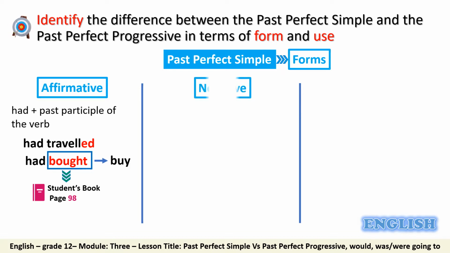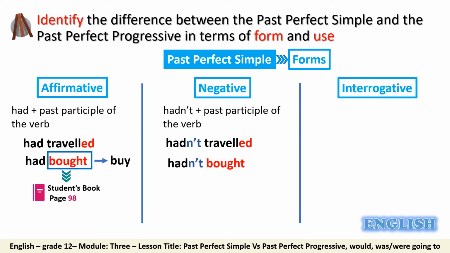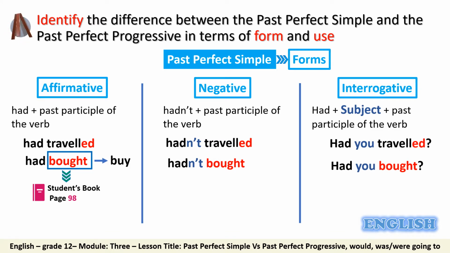Then we move to the negative form. It is made by using hadn't and the past participle of the verb, like hadn't traveled and hadn't bought. Finally, the interrogative form, which means the question form, is made by using had plus the subject plus the past participle of the verb. For example, had you traveled, had you bought.